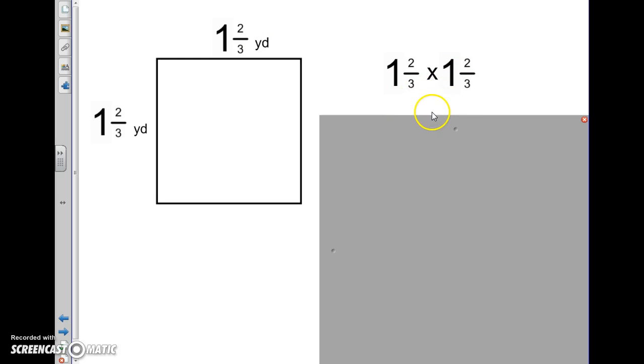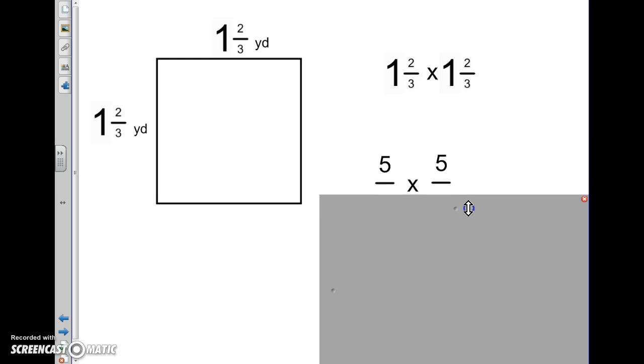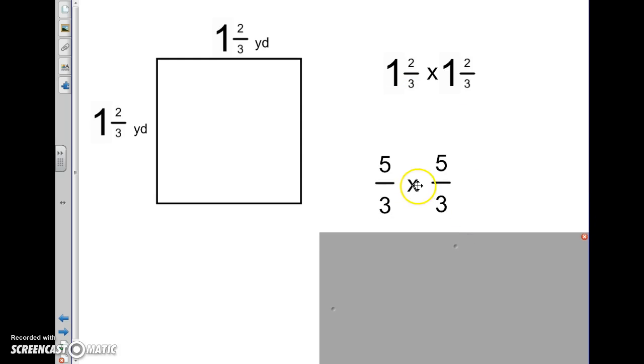From working with multiplying fractions, we know that one thing that we can do to make our lives a little bit easier is when we're multiplying mixed numbers, we can change these mixed numbers to improper fractions. So what would 1 2/3 be as an improper fraction? It would be 5/3, because if we're talking about thirds, this one whole would be 3/3. So we're talking about 3/3 and 2/3, which would be 5/3.